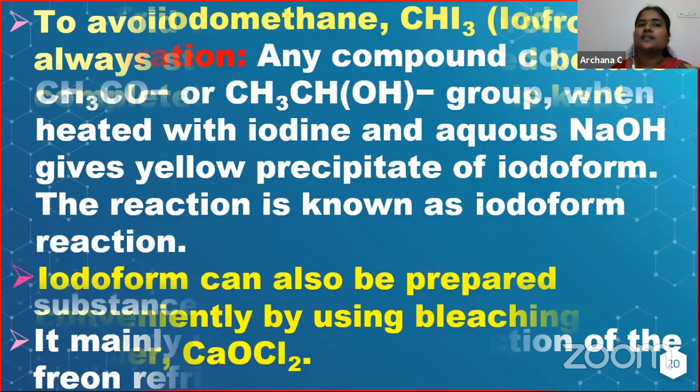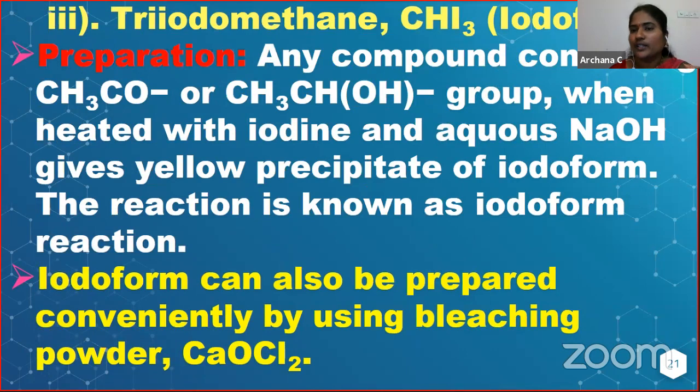Next we will discuss triiodomethane. We call it iodoform. The 3 hydrogens in a methane are replaced by iodine. Therefore we call that one iodoform, triiodomethane.